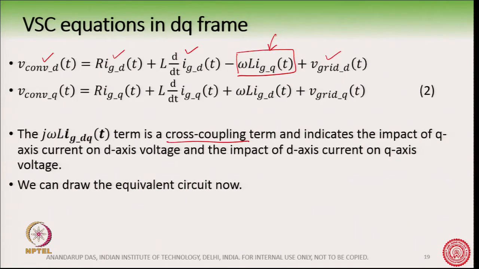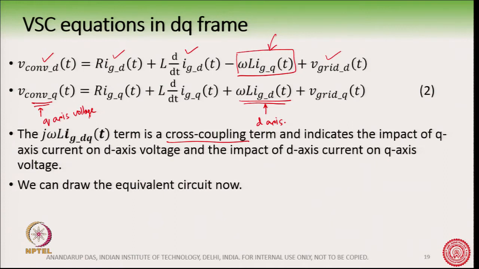A d axis current is having an impact on the q axis voltage and the q axis current has an impact on the d axis voltage. So, in the second equation also you see there is a d axis current and this is a q axis voltage. This cross coupling term is something which is not desirable. We do not want to have this cross coupling term.